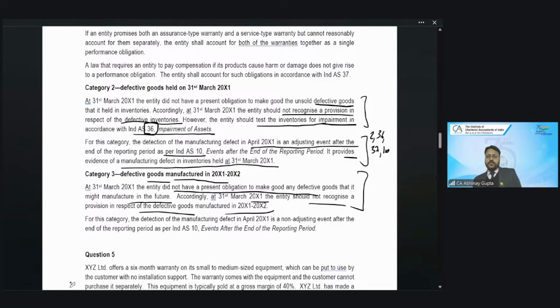Furthermore, Ind AS 10 is also not applicable because it is a non-adjusting event. That inventory was not present on 31st March. So no condition existed on 31st March, right? So these are non-adjusting events, nothing to be done in the 31st March 2001 financials. Correct? So we need to be very clear while recording a provision for the warranties.